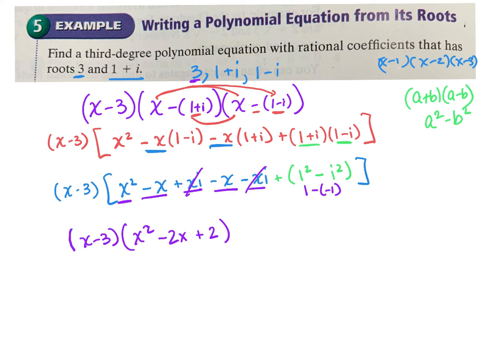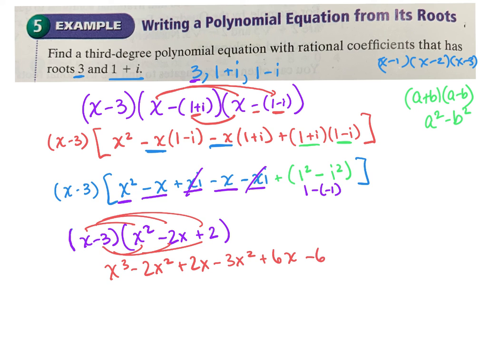Your i's are going to go away, because we got the i from a regular polynomial. It told us that we had real numbers for our polynomial. Now we just have to distribute your x minus 3 and we're done. So we have x all the way through here. We end up with x cubed minus 2x squared plus 2x. Then we're going to distribute our negative 3. We have negative 3x squared plus 6x minus 6.